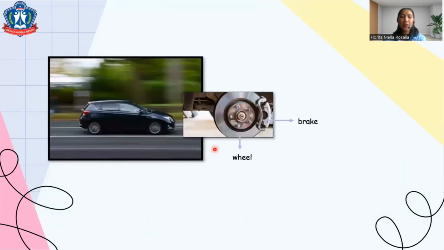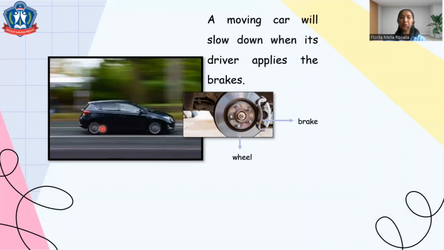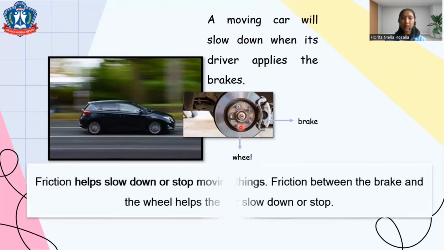Next one is when you drive a car. There's friction between the brake and the wheel. A moving car will slow down when its driver applies the brakes. So here, friction helps slow down or stop moving things. Friction between the brake and the wheel helps the car slow down or stop.